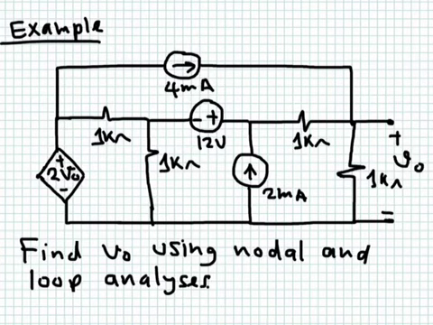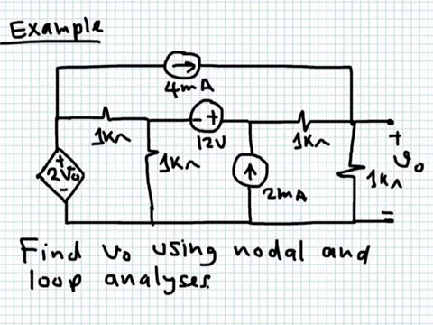Okay, let's try one more example. This example we would like to first do using nodal analysis and then apply loop analysis. We have here independent current sources 1 and 2. We have an independent voltage source 1, and we have a voltage dependent voltage source. So the voltage between this point and this point is double this voltage V naught. This is our controlling variable here, and this one will always be double this one.